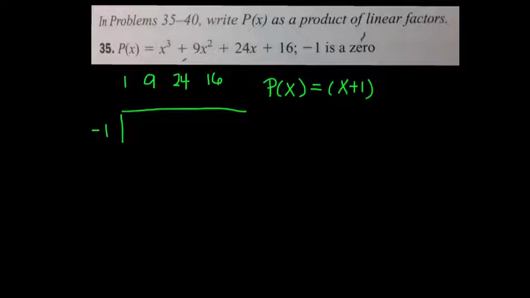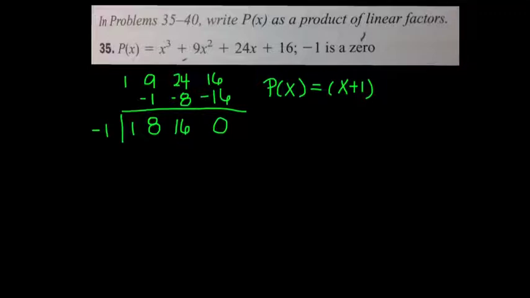To go through my synthetic division process, I'll bring the 1 straight down, and then I'll take -1 times 1, which is -1. That goes up underneath the 9. 9 plus -1 is 8. I'll repeat that process. -1 times 8 is -8. 24 plus -8 is 16. Repeat the process again. -1 times 16 is -16. 16 plus -16 is 0, which we expected since we knew that -1 was a 0.